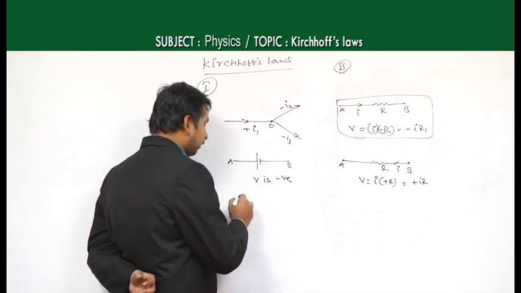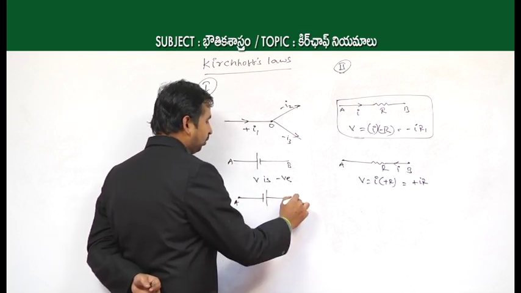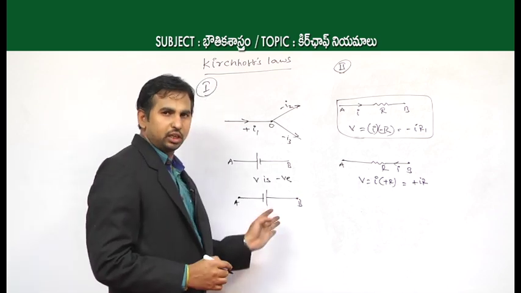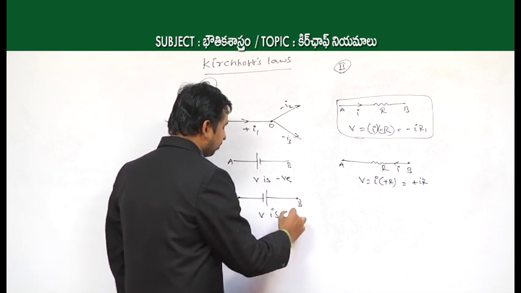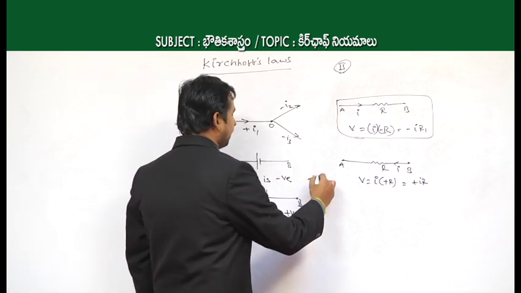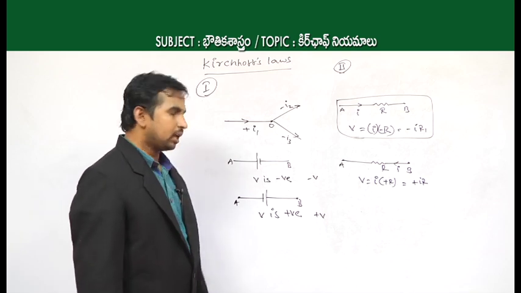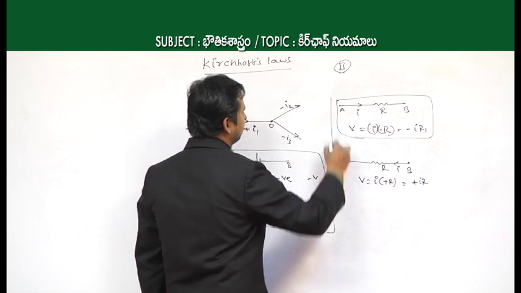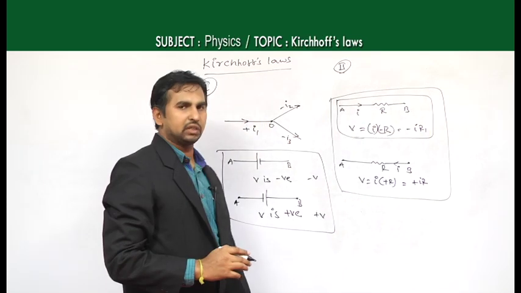Whereas if you are going from low to high potential, from A towards B, from the low potential region to the high potential region, then V is taken as positive. This is minus V, and here we take plus V, if a voltage is present. Like this, depending on the direction in which you traverse the closed circuit or closed loop, we have to change the sign convention.